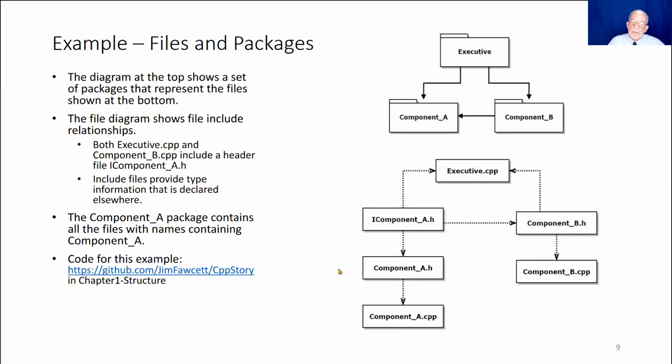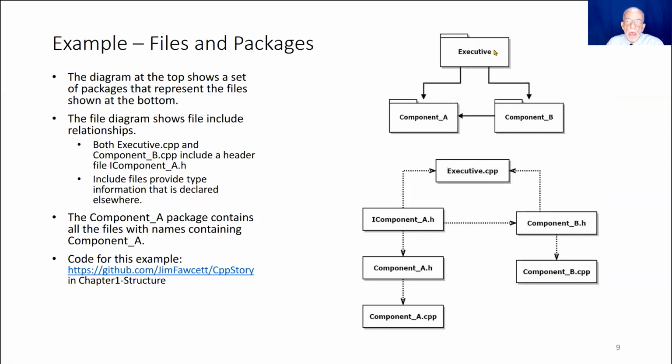Now, let's think a little bit about the structure. This is an interface, and ComponentA.h is a header file that declares one or more classes for component A, and ComponentA.cpp implements those classes by providing code for its methods. And the same thing is true of component B. There's a very, very typical structure.